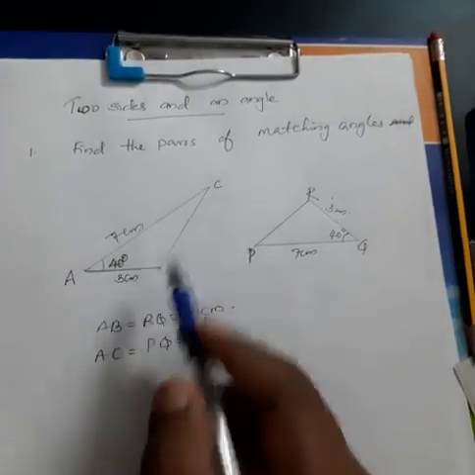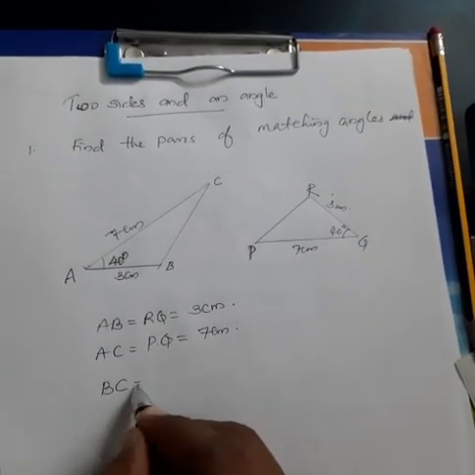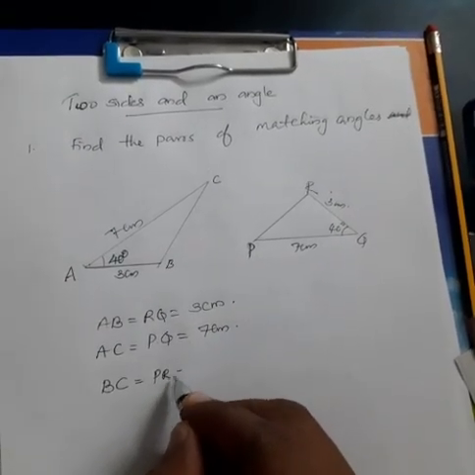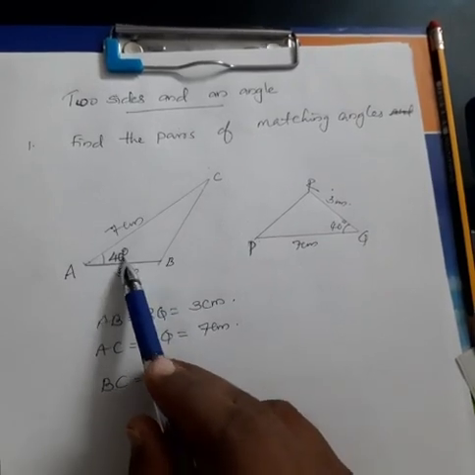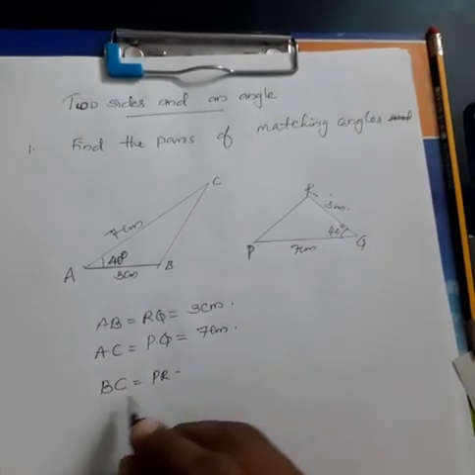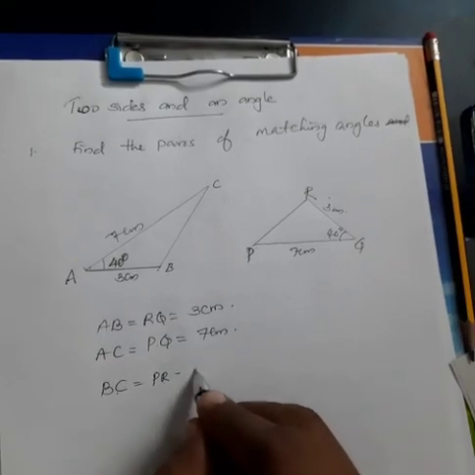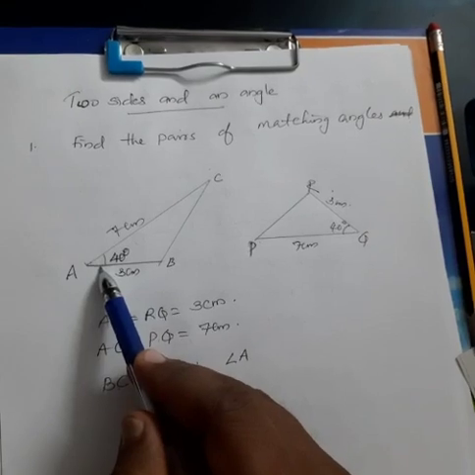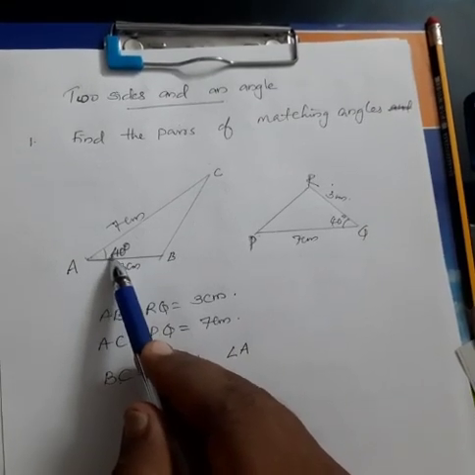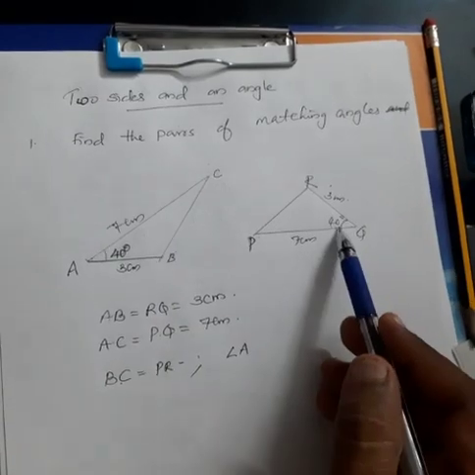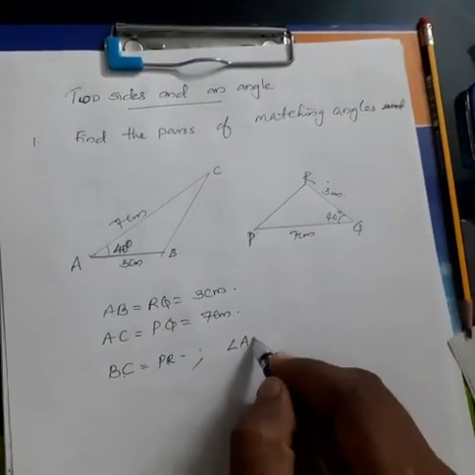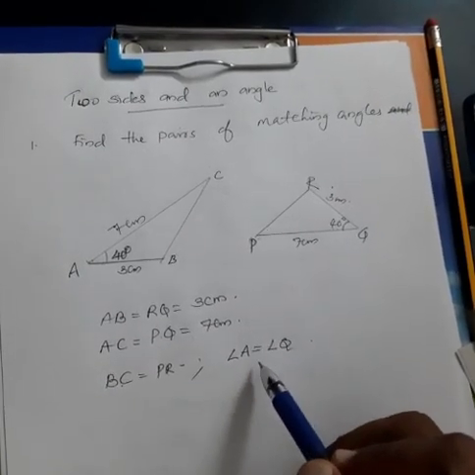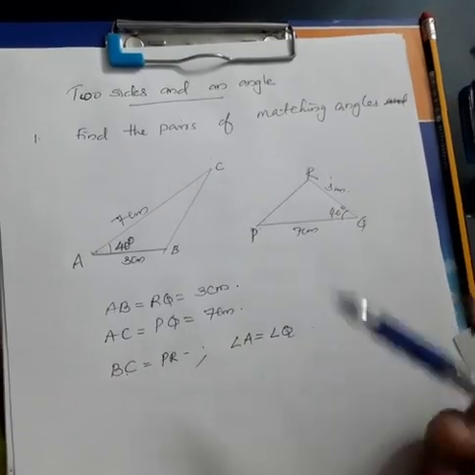The next side, BC is equal to PR. The value is not given, but the opposite angles are given here. That's why BC is equal to PR. Opposite of BC is angle A, the 40 degree angle. The 40 degree angle opposite side is PR. So angle A is equal to angle Q. These are the values given in the question. You have to find out the matching angles.